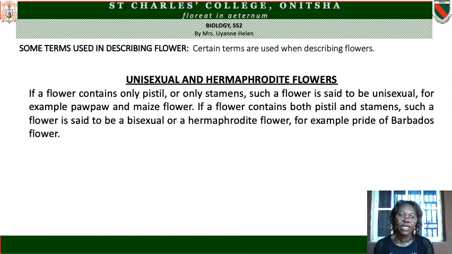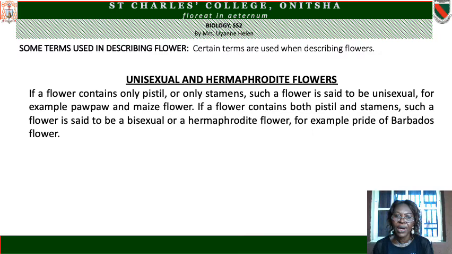Now, the next thing is some of the terms used in describing flowers. We have terms like unisexual or bisexual flower. When we say that a flower is unisexual, it means that the flower contains only the male or the female parts, not both of them. We have such examples as purple and the maize.